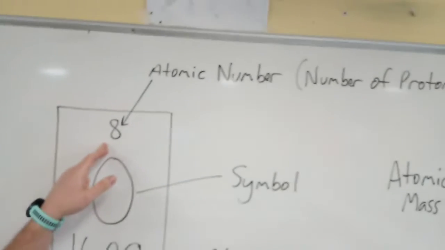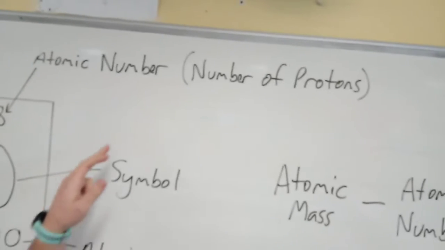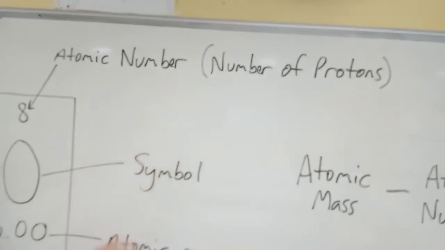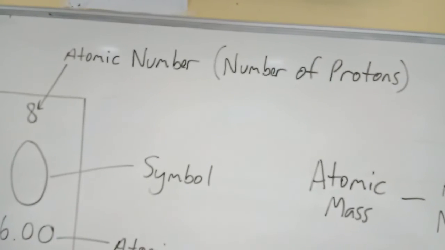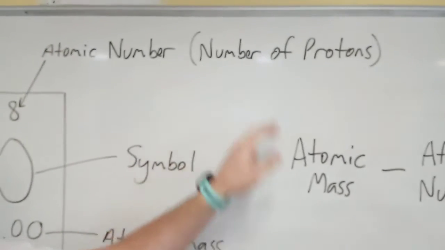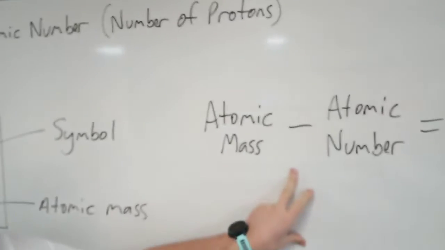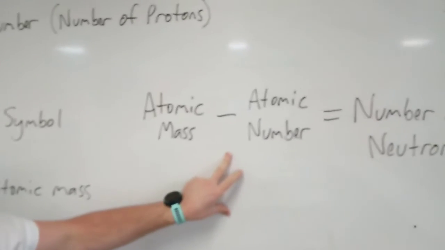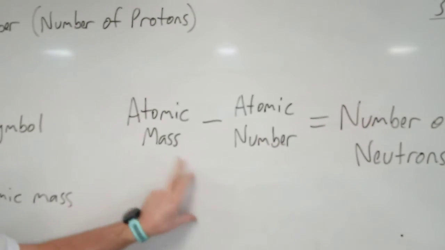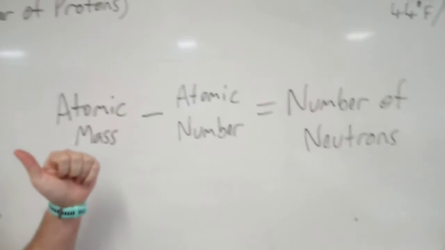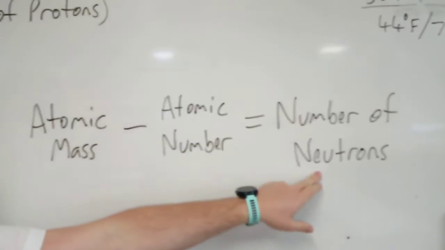which will tell you how many protons are in that particular element. And it'll also tell you the number of electrons as well, which is handy. And then last but not least, the number of neutrons, which is something that we'll actually get to later on, will be the atomic mass minus the atomic number, which are both displayed on there. And then that gives you the number of neutrons.